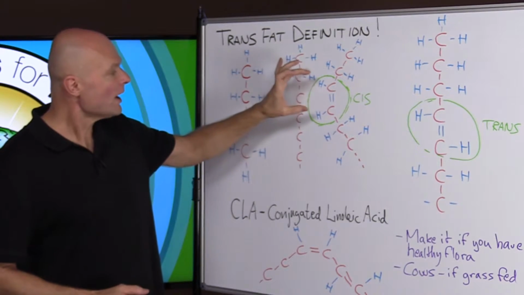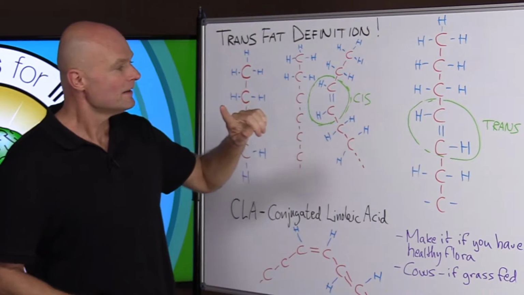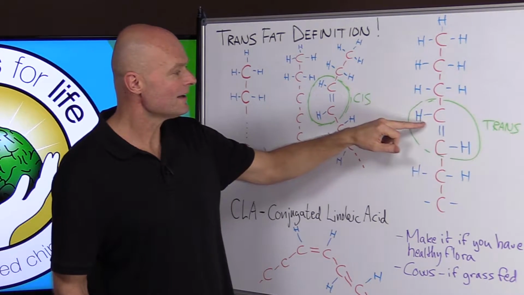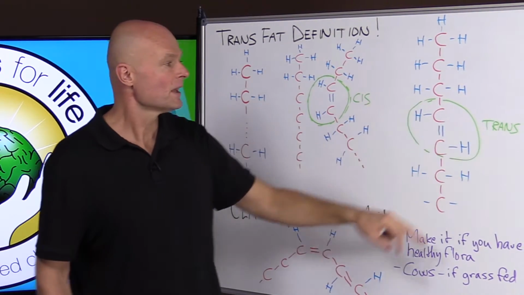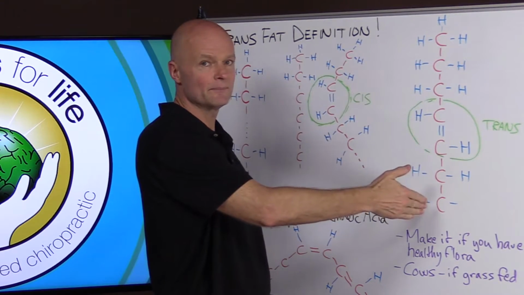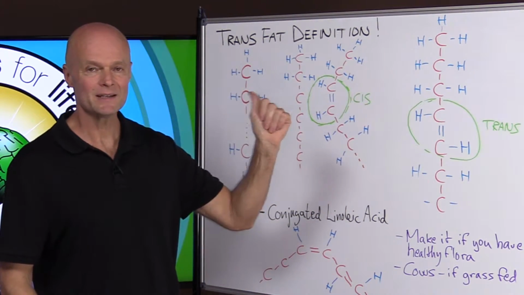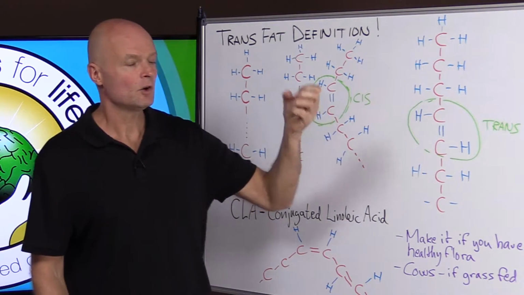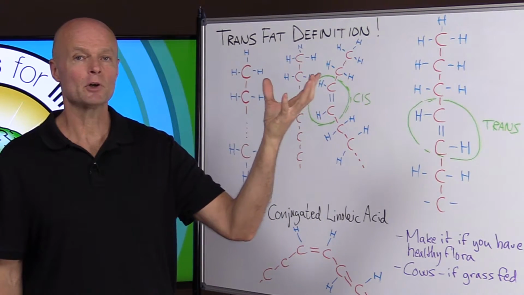So if the hydrogens are on the same side, this is called a cis bond. Now, there is a strange animal where the hydrogens end up on opposite sides, and that's called a trans fat. So this is different because there is a double bond, but it's straight. So it's an unsaturated fat that's behaving like a saturated fat. That's why they started doing this, because they can take an oil that is liquid and they can turn it into a solid and make margarine.